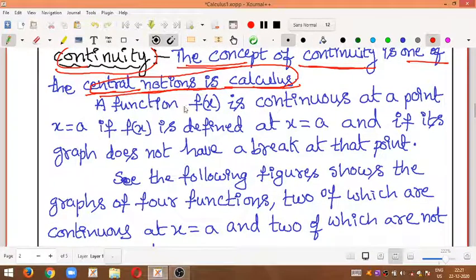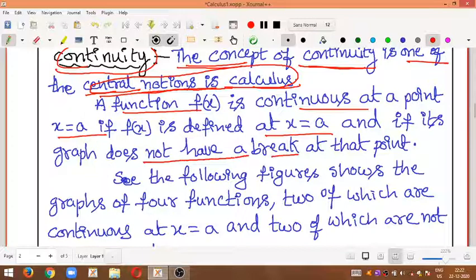Now, the definition. I am telling the non-general definition. A function f of x is continuous at a point x equal to a if f of x is defined at x equal to a and if its graph does not have a break at that point. I am telling this definition graphically, geometrically.